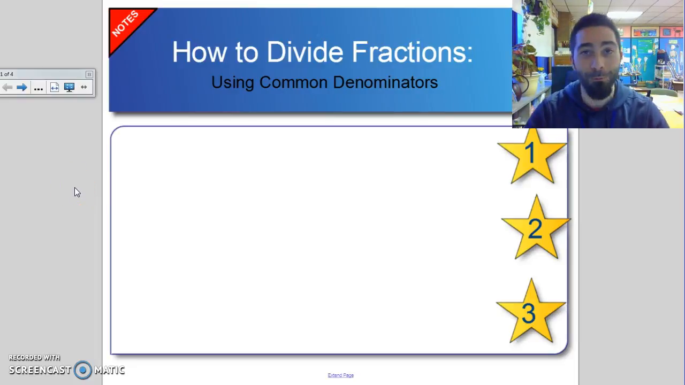Welcome back to another adventure in fractions. Now we're going to be focusing in on dividing fractions. So we're going to be taking everything that we've learned thus far in multiplication of fractions, and we're going to be implementing it into division of fractions.